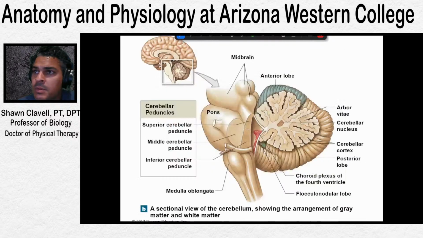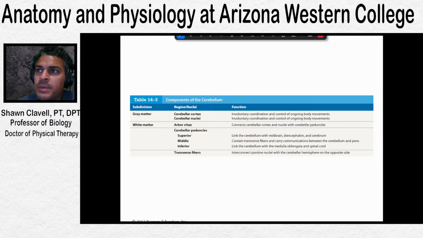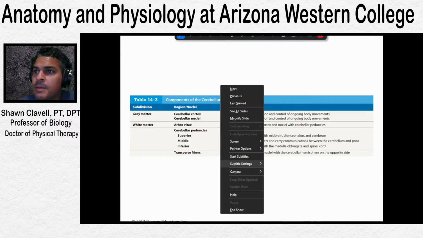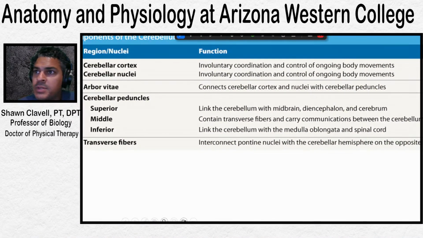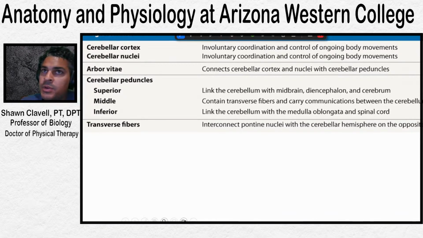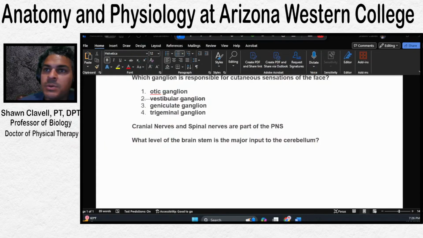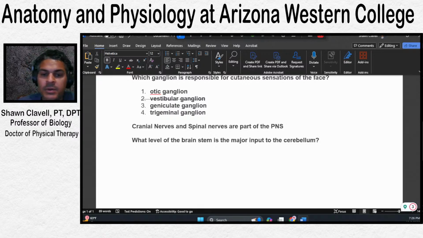Right, so missed it there, right? So components of the cerebellum, the gray matter, you get the link to the cerebellum with the midbrain, diencephalon, and the cerebrum. Maybe I can zoom in for you guys. Right, the middle cerebellar peduncles contain transverse fibers and carry communications between the cerebellum and the pons, and the inferior is the link to the cerebellum with the medulla oblongata and the spinal cord. So just a little extra information there. I would call it the cerebellar peduncles. That is the correct answer there.